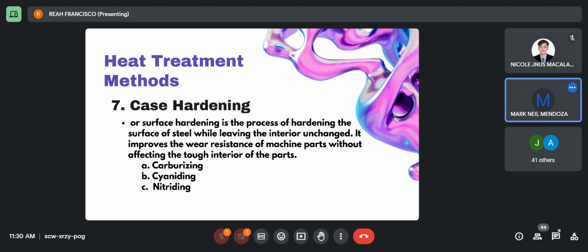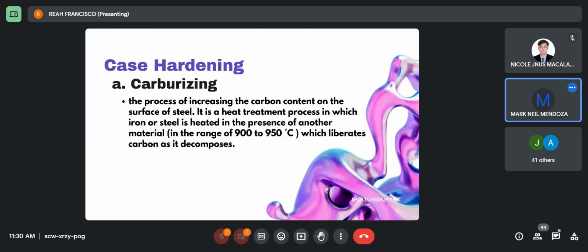For carburizing, it is the process of increasing the carbon content of the surface of steel. It is a heat treatment process in which iron or steel is heated in the presence of another material in the range of 900 to 950 degrees Celsius, which liberates carbon as it decomposes. Or simply saying, carburizing is the method that adds carbon to the surface of the part by heating it in an atmosphere that is rich in carbon.